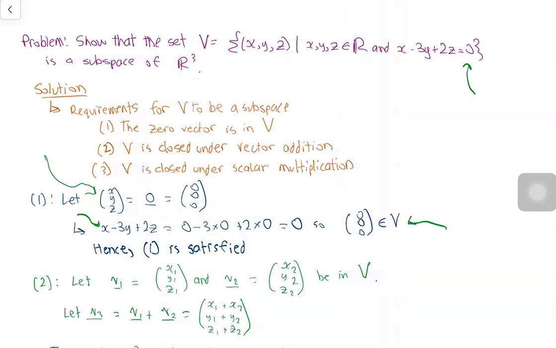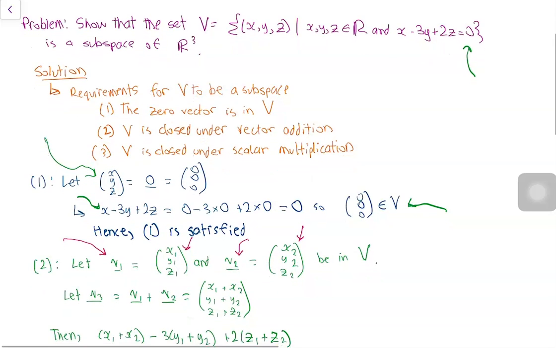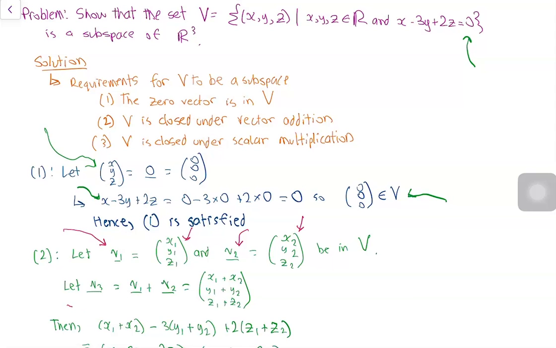Now we'll have a look at the second condition. We want to prove closure under vector addition. So we'll consider two vectors v1 and v2, which are written as x1, y1, z1 and x2, y2, z2, and these are inside the set V. Now we'll look at the sum of the two vectors. We'll let v3 be the sum of v1 and v2, which is going to be equal to x1 plus x2, y1 plus y2, and z1 plus z2.